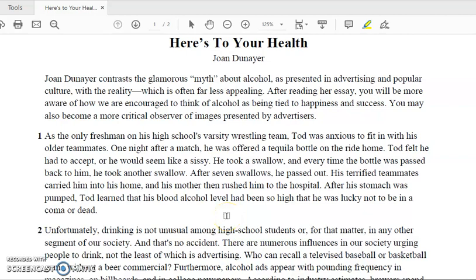Okay, so welcome back to our article, Here's to Your Health by Joan Dunayer. This is the article that is in our module. And now that we've completed step number 1, numbering the paragraphs, we're going to go on to step number 2 now. Remember though that step number 1 will help us reference the paragraphs much faster since now they're numbered.